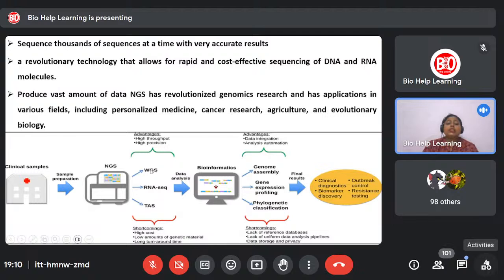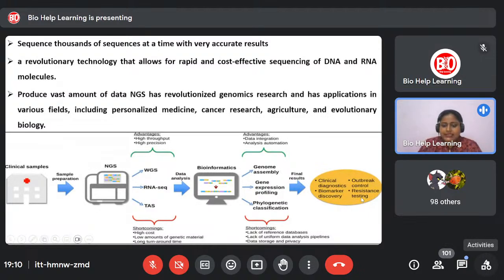After this, they produce the sequencing data, and this data proceeds to data analysis, where bioinformatics is used. So this comes under the part of bioinformatics. Here you can see that after sequencing data analysis, you will get genome assembly, gene expression profile, and phylogenetic classification. Based on these results, you can conclude that this can be useful for clinical diagnostics, biomarker discovery, outbreak control, and resistance testing.